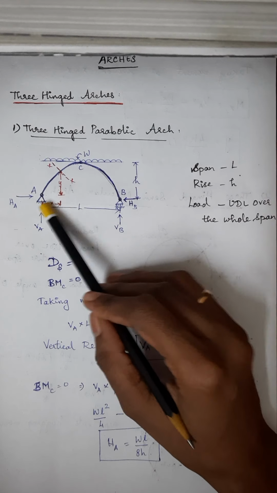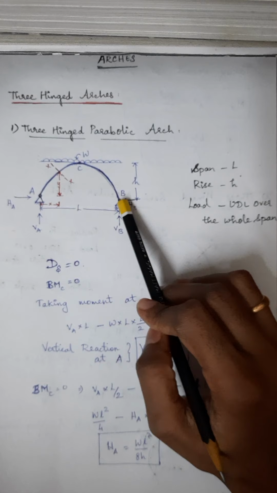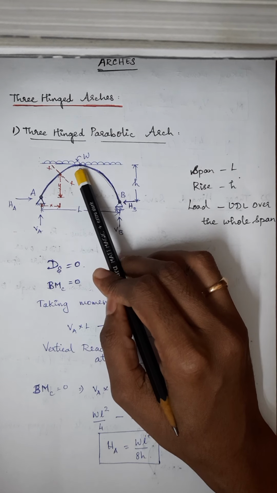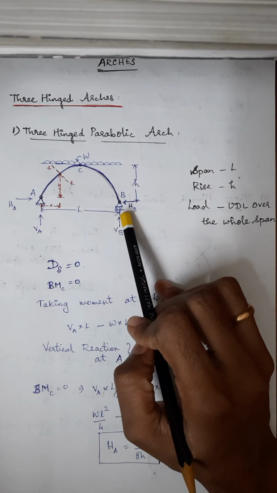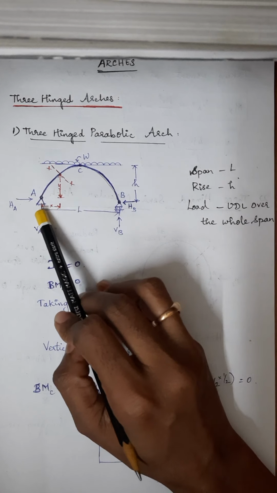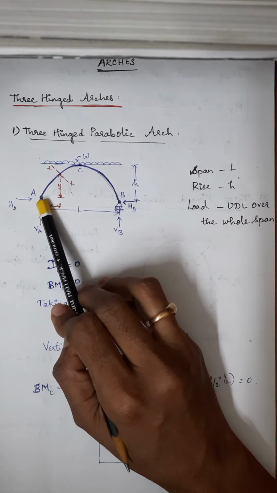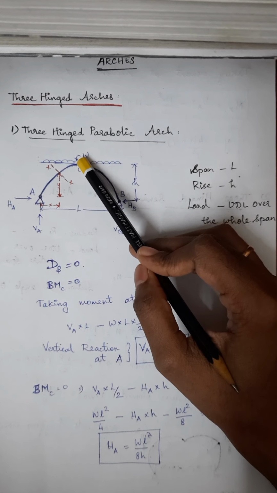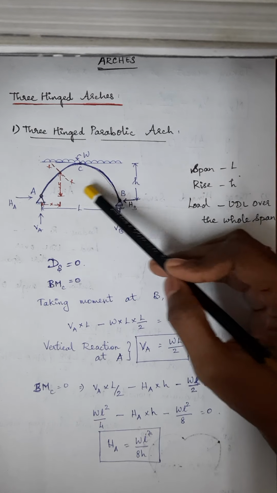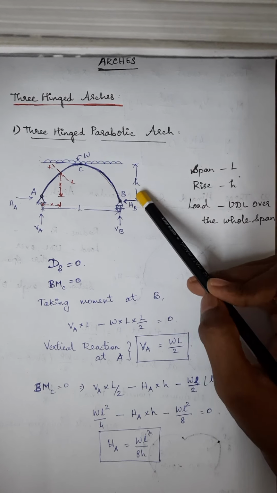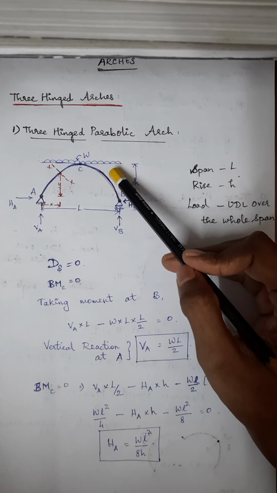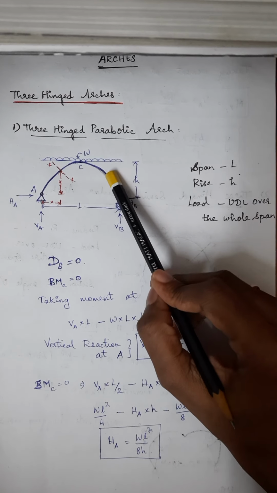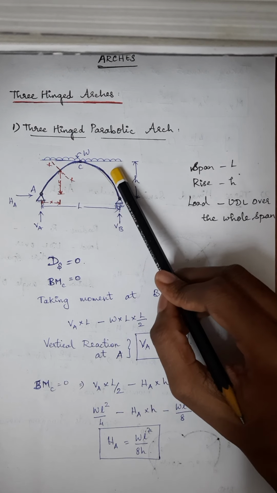In this 3-hinged parabolic arch, A, B, C are the hinge points. Next is the span, that is the length between the points A and B, which is L. Rise, that is point C: from the bottom level to point C, the rise is H. The load carried is a uniformly distributed load all over the span.